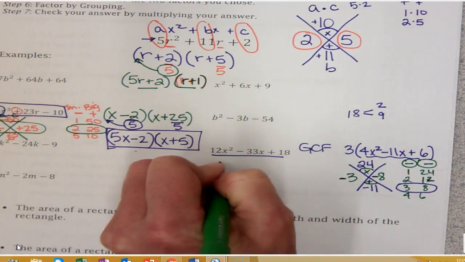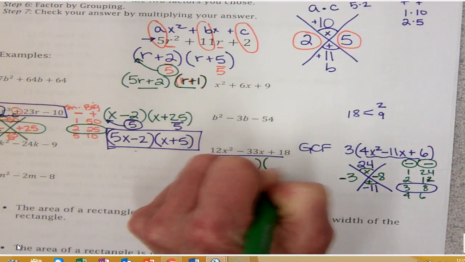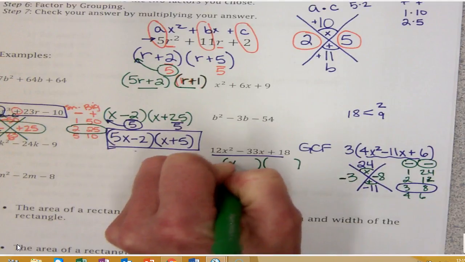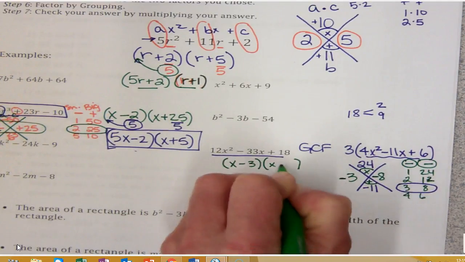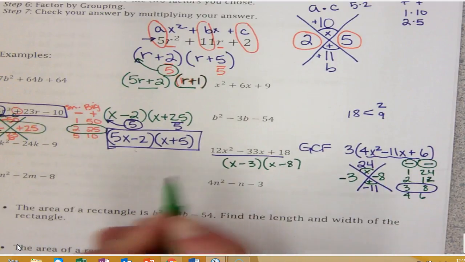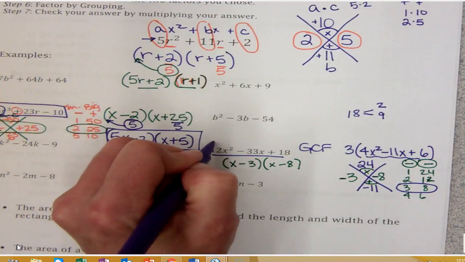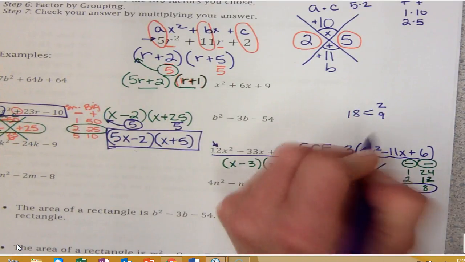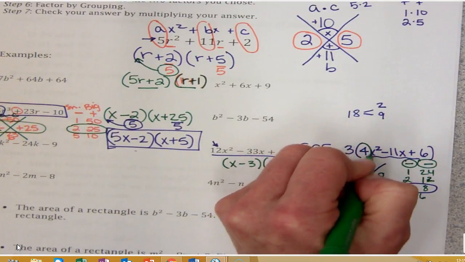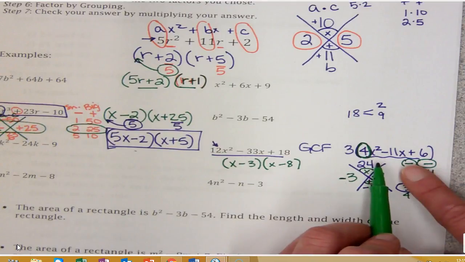So then when I put it into my factored form, x minus 3, x minus 8, now I have to divide by my a. But I'm not going to use this a because I've already factored out a 3. I'm using this a because I'm totally working with this equation right now.